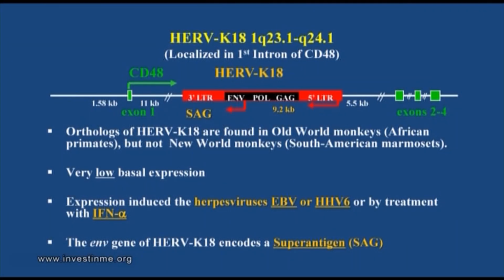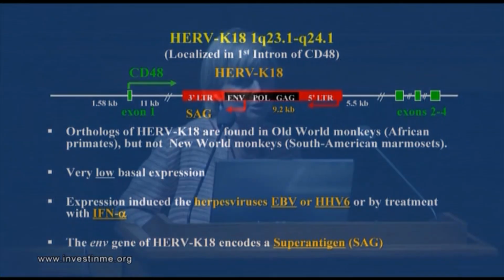And with our collaborators, we have shown that interferon alpha induces the expression. And as you know, interferon alpha is a factor which is induced by many, many infectious agents. So you can see many different ways that this gene could actually be induced. The main reason why I'm really interested in this gene is because the envelope gene of this retrovirus encodes what we immunologists call a superantigen. Superantigen, I'm just going to explain in the next few slides. It's a very, very reactive molecule which activates basically the whole population of T cells.